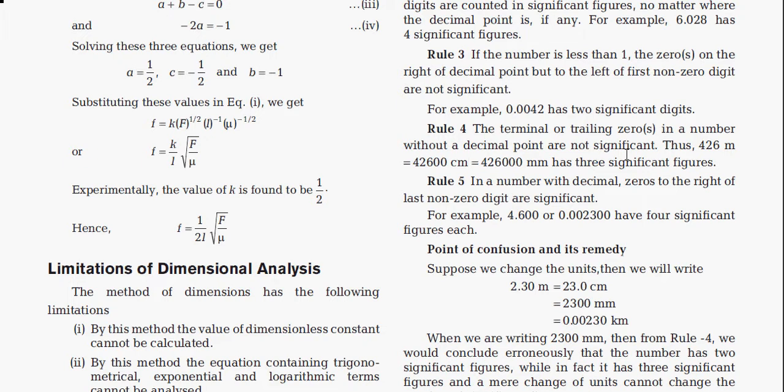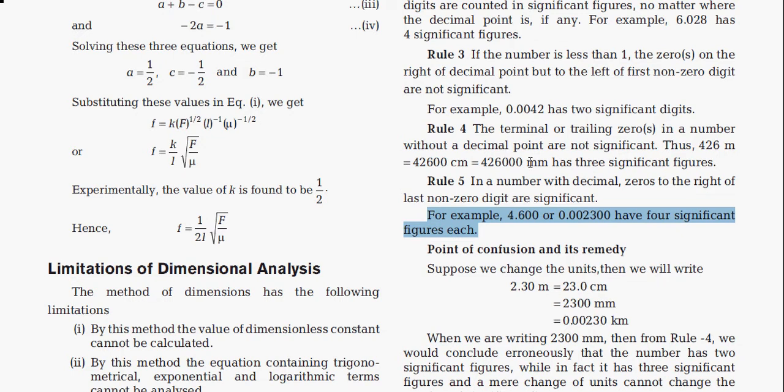Rule 5. In a number with a decimal, zeros to the right of the last non-zero digit are significant. For example, 4.600 or 0.002300 have 4 significant figures in each. Okay, just try to understand. If it is a number with a decimal, earlier it was not a decimal. If you consider rule number 4, it was not a decimal.